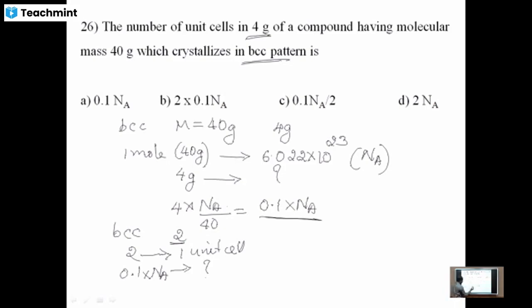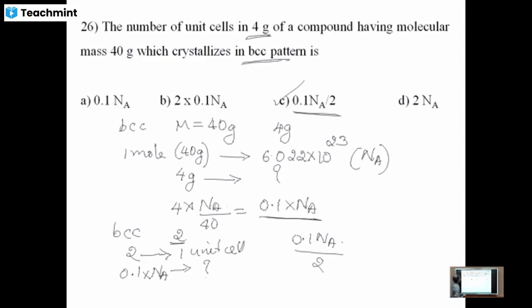Again, we need to cross multiply. It is 0.1 into Avogadro number divided by 2. It is nothing but right option C, 0.1 Na divided by 2. These many BCC unit cells are formed by 0.1 into Avogadro number of particles, nothing but 6.022 into 10 to the power of 22 particles. Okay, next question.